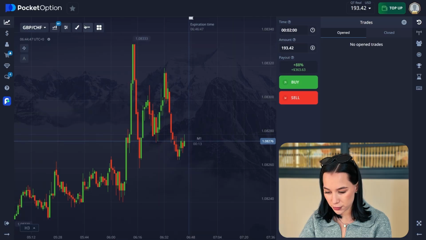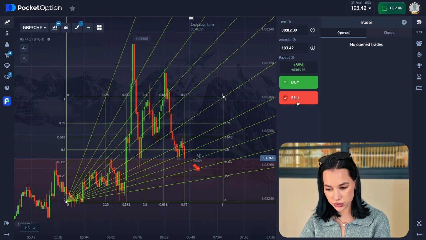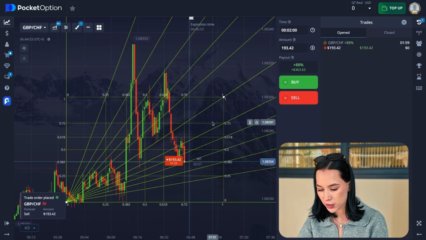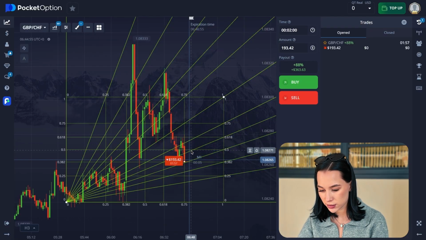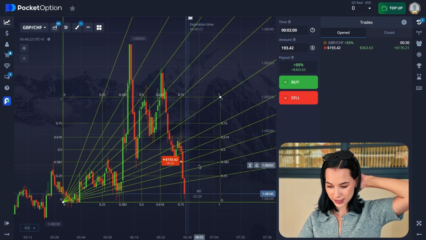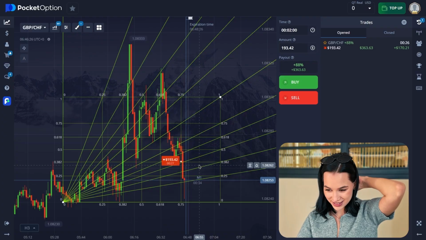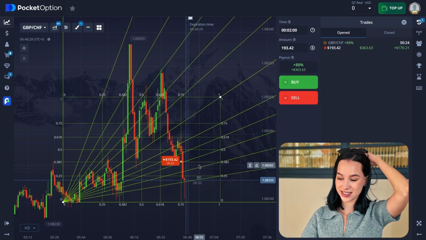Okay, let's draw here a Fibonacci fan. Okay, let's open here a sell trade for 2 minutes, because we could see a pretty strong downward trend. Okay, and let's wait. So for now we have 30 seconds till the end of our trades. The volatility here is crazy, just crazy.